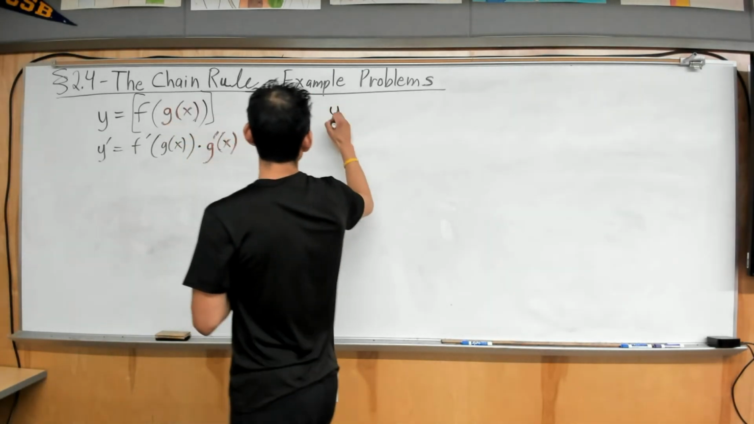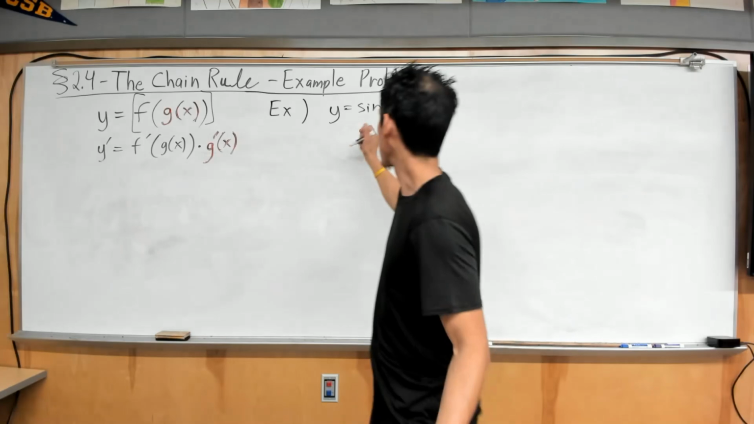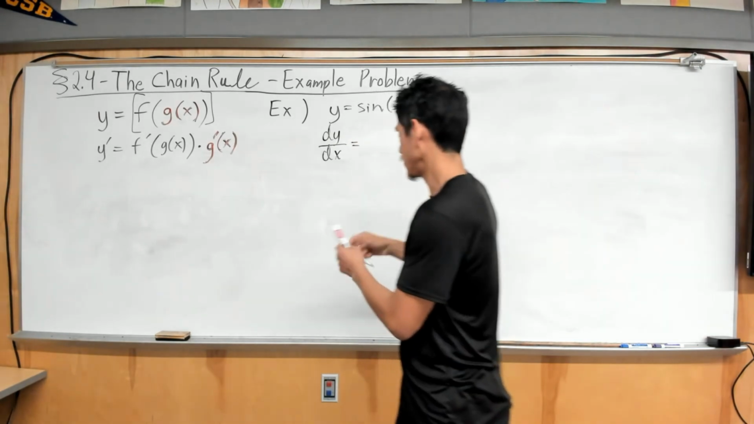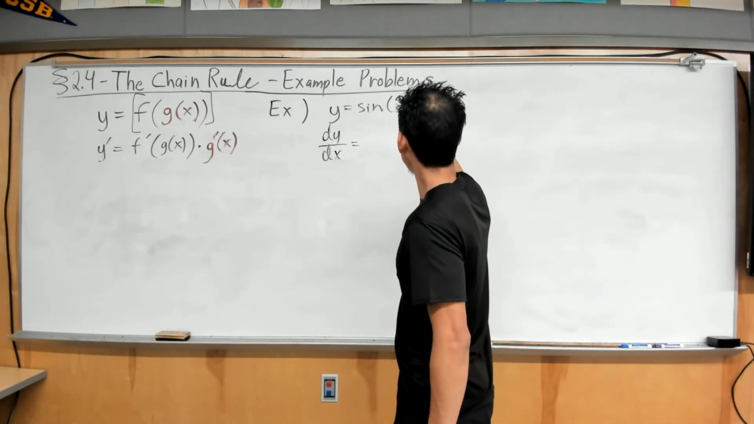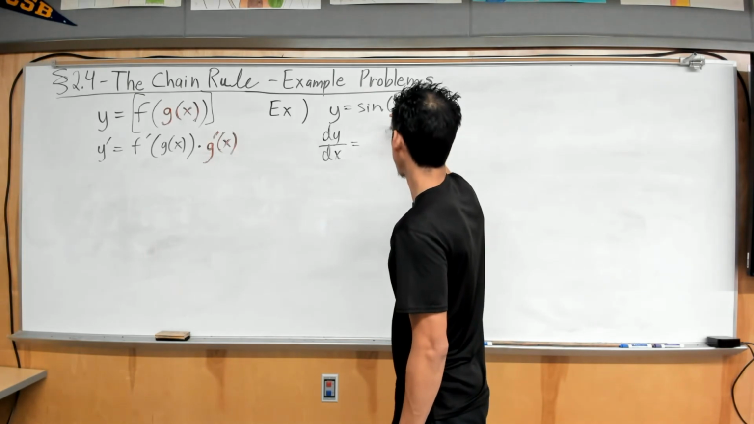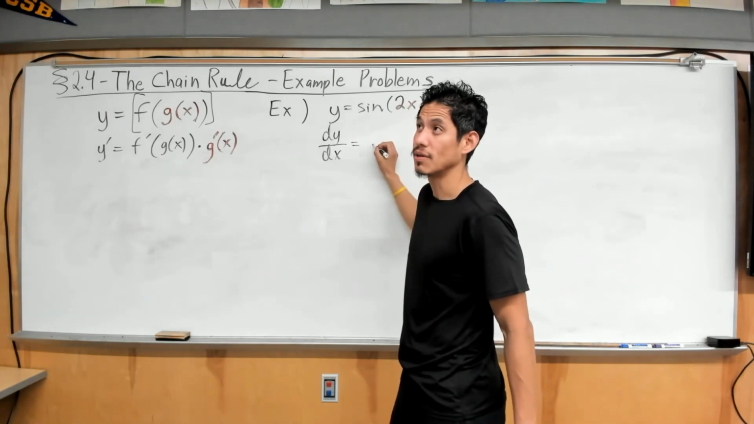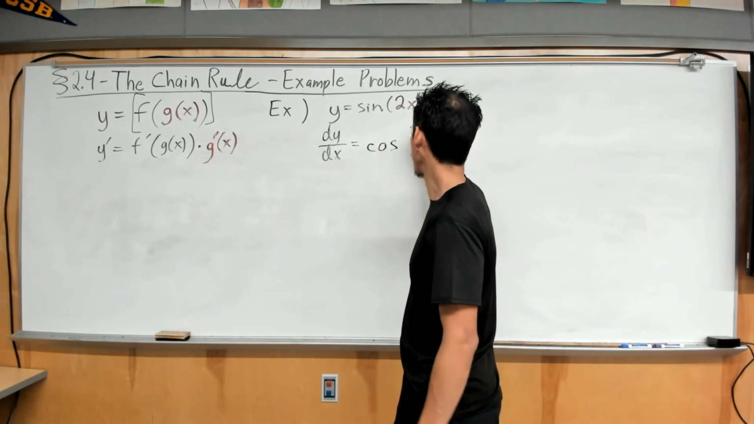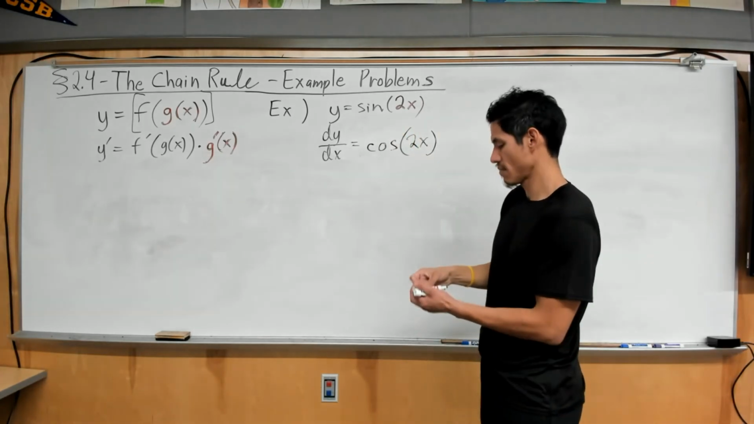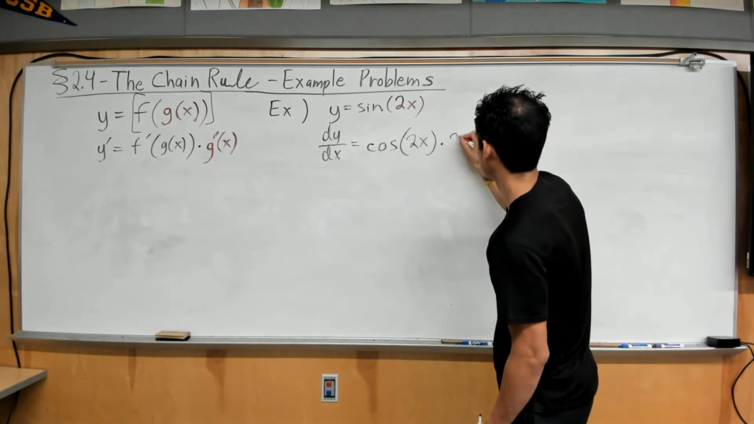Let's say y is the sine of 2x, and you want to find dy dx. You have a function 2x in here, but the sine function is the outside, the one in black. So you want to take the derivative of the sine function, which is the cosine, and you keep all of that the same. Then you multiply by the derivative of that red function. So the derivative of 2x is 2.